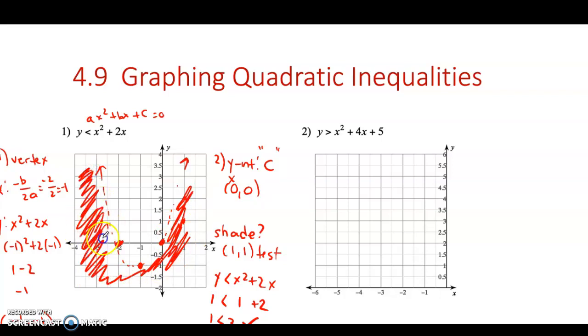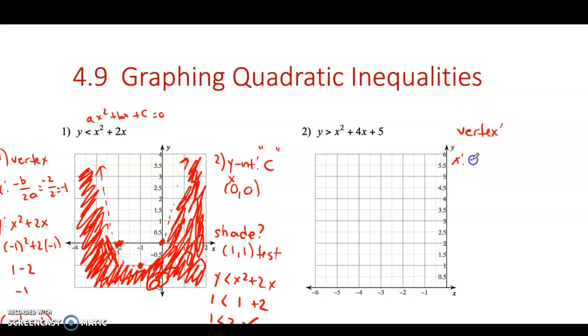Okay, so again, do not shade inside the parabola. And then this represents the solution set for the entire quadratic inequality. Okay, so it's everything up until the dotted line right here. And we're going to do that again here. We're going to find the vertex first.